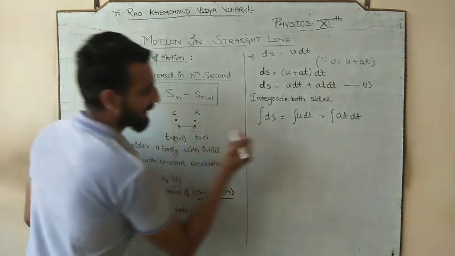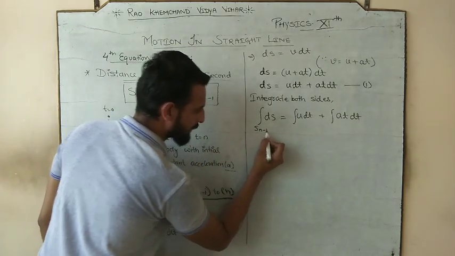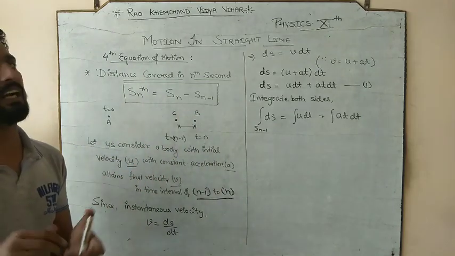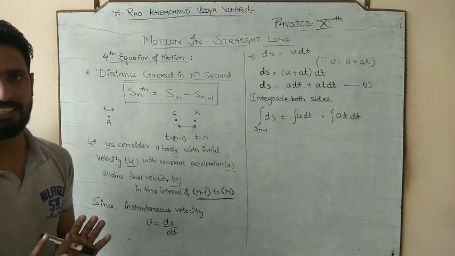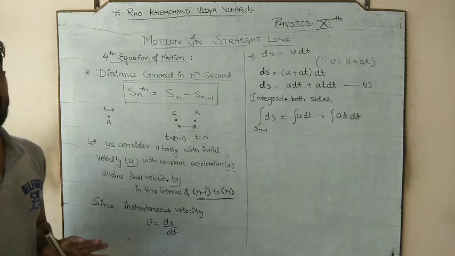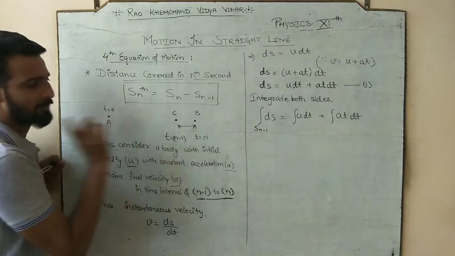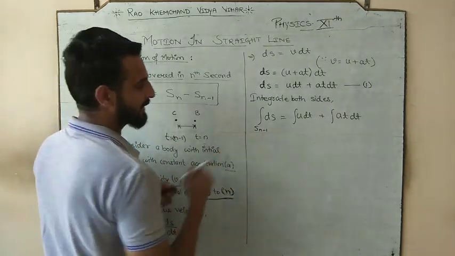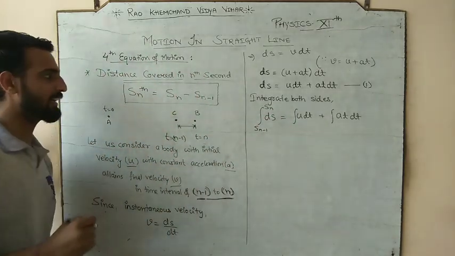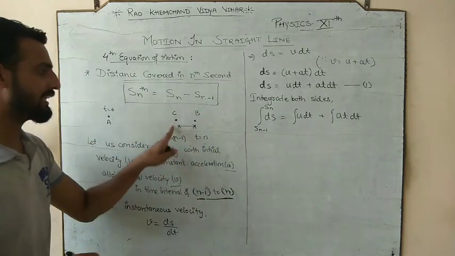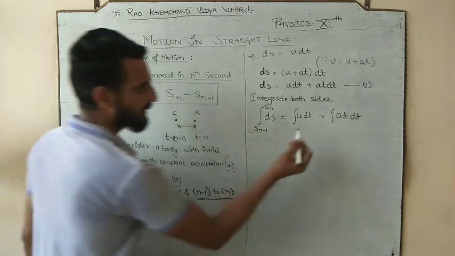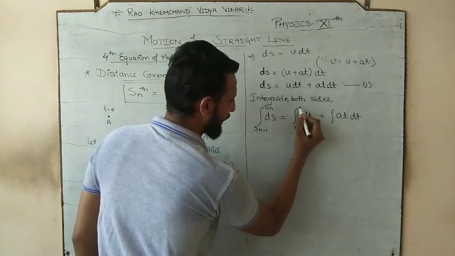So C point means when the time is n minus 1. What is the distance? Sn minus 1. Because we want the starting distance. Because here the distance is not starting from 0, and the time is not starting from 0, so we are not taking the displacement as 0. So it would be Sn minus 1 to Sn. So what is the limit for the displacement? From Sn minus 1, at point C, to point B. We want the distance from here to here. Time is changing from n minus 1 to n.